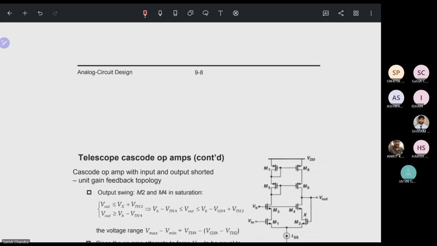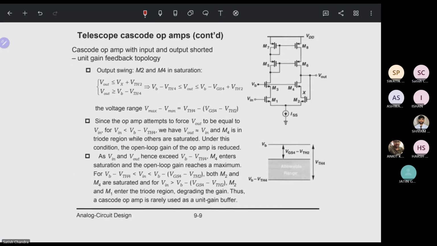Now we're going to see our output calculations. For this case, M2 and M4 should be in the saturation region. For that saturation region, it should follow this equation: V out should be less than or equal to Vx plus Vth.